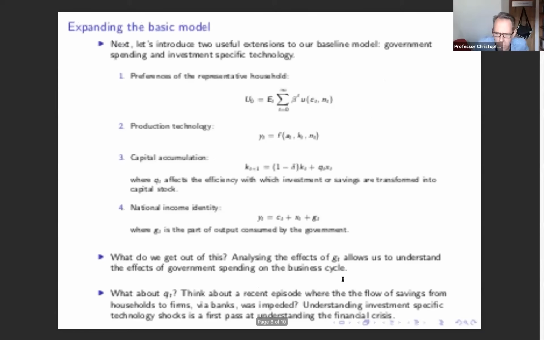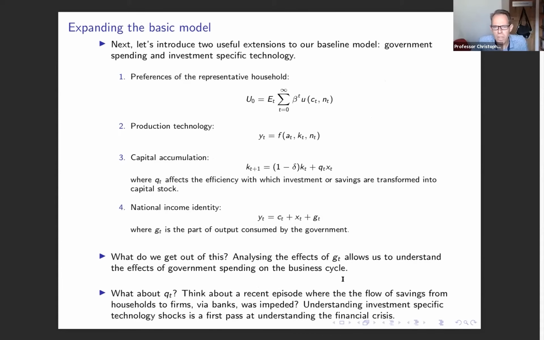Right. So if we do extend this a little bit more, let me introduce two useful extensions to our baseline model: government spending and investment-specific technology. So what do we have to do to the utility function? Nothing. Production technology, also nothing. Now comes capital accumulation. Here before we had y minus c. Let me just relabel y minus c as investment x.